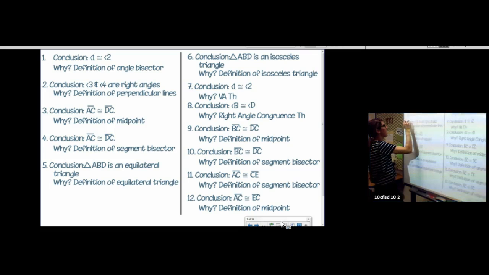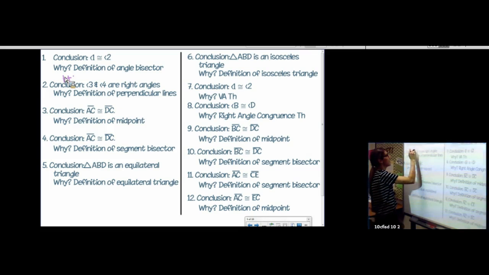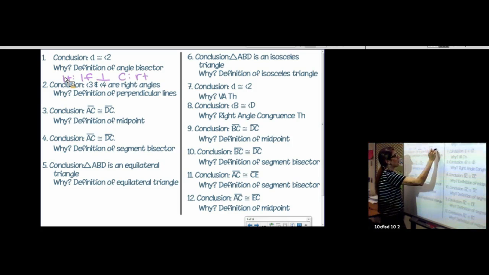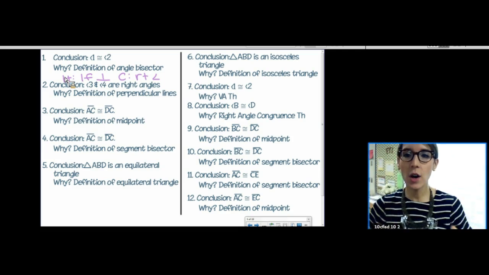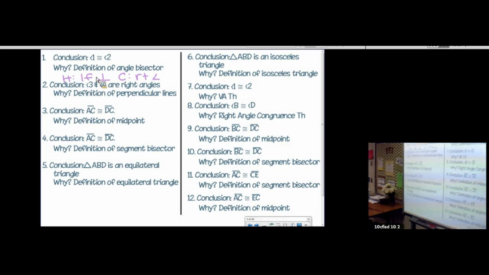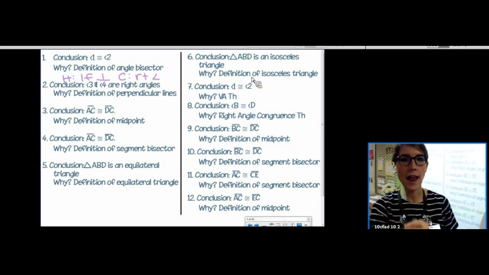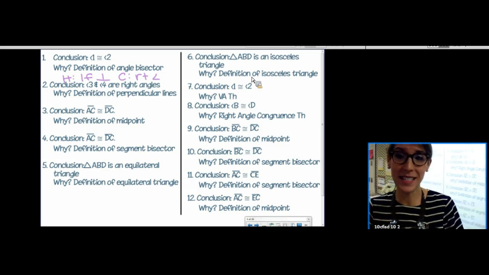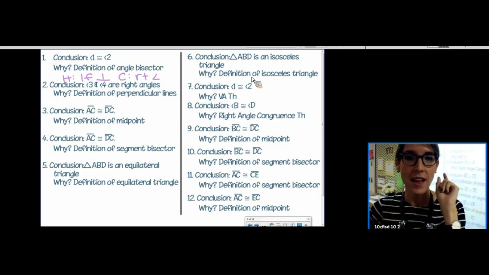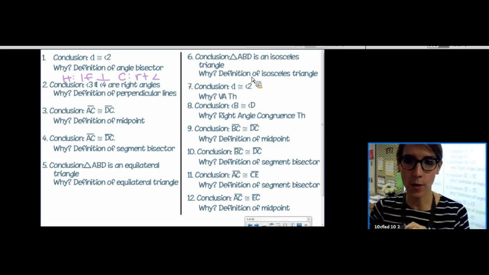So here was the hypothesis. It was if two segments are perpendicular. The conclusion was right angle. So your why, your justification, has to go with your hypothesis and your conclusion. My hypothesis was if perpendicular, then right angle. So my conclusion can't be right angle congruence theorem because I didn't say anything about congruence. I said if two lines are perpendicular, then they form right angles. That's the definition of perpendicular. So your why has to match your hypothesis.